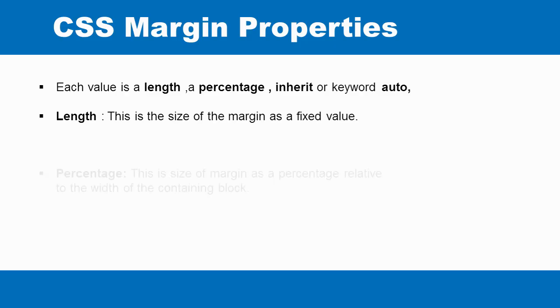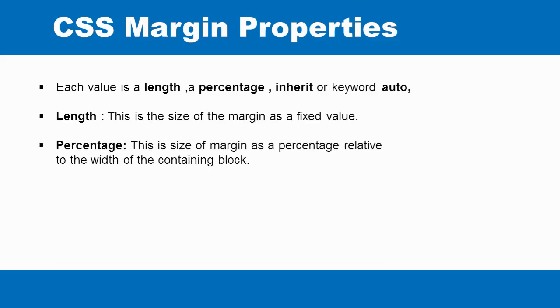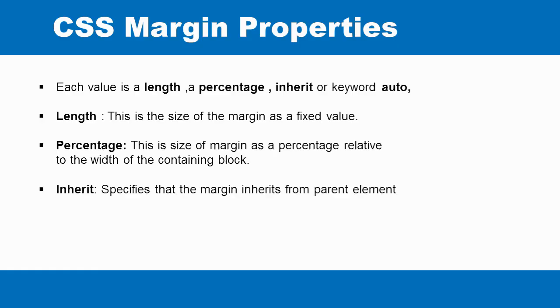Then we have the percentage. This is the size of the margin as a percentage relative to the width of the containing block or parent element. So the percentage specifies a margin in percentage of the width of the containing element. Then we have the inherit, which specifies that the margin should be inherited from the parent element.